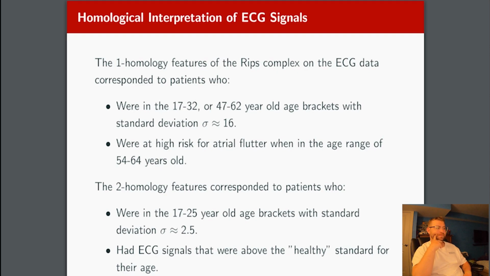There might not be. And then the 2 homology features, the green cycles on the persistence barcode, were typically in the age range 17 to 25, with a standard deviation of about 2.5. Most of these ECG signals were considered above the healthy standard for their age. So once again, that might mean something. It might be nothing. But that's kind of what we got at.